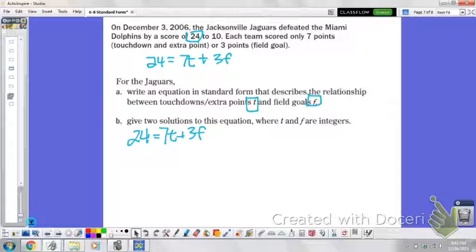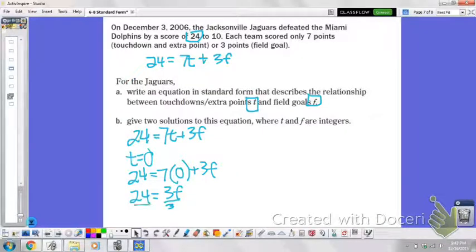So let's guess that T is equal to 0 and see if that'll work. Well, if T equals 0, that gives me 24 is equal to 7 times 0 plus 3F, leaving me with 24 equal to 3F. Divide both sides by 3, and I get 8 is equal to F. So 0 touchdowns and 8 field goals will work for this solution.